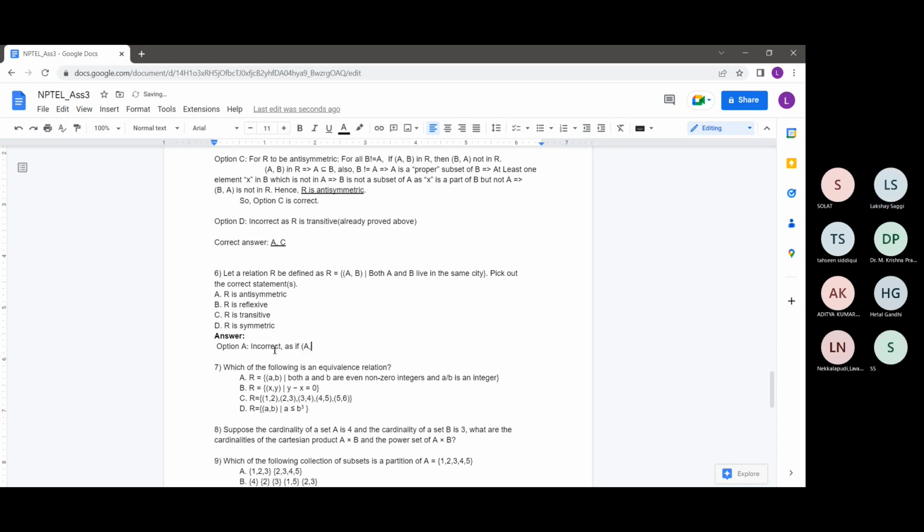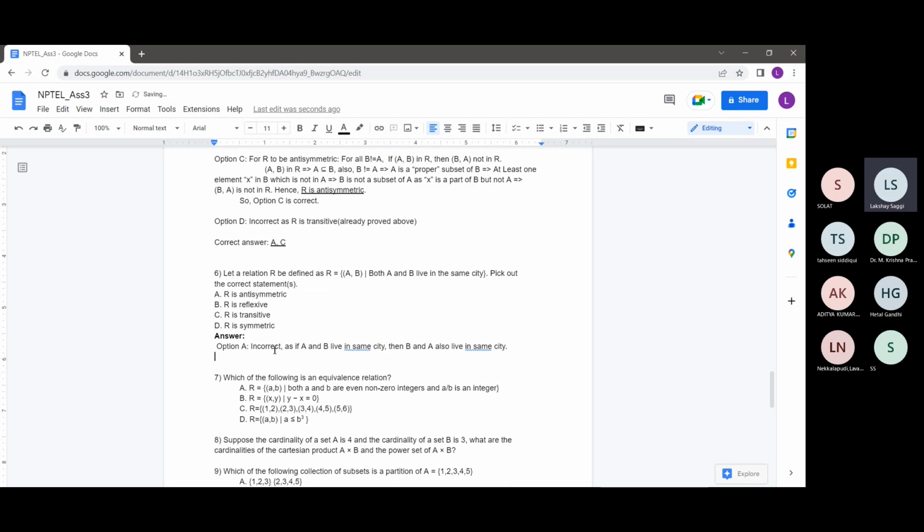As if A comma B is in R, A and B live in the same city, then B and A also live in the same city. Okay, guys. Okay, Aditya is saying option A, C, D, and Heather is saying option B, C, D. Let's just see what correct answer we arrive at.